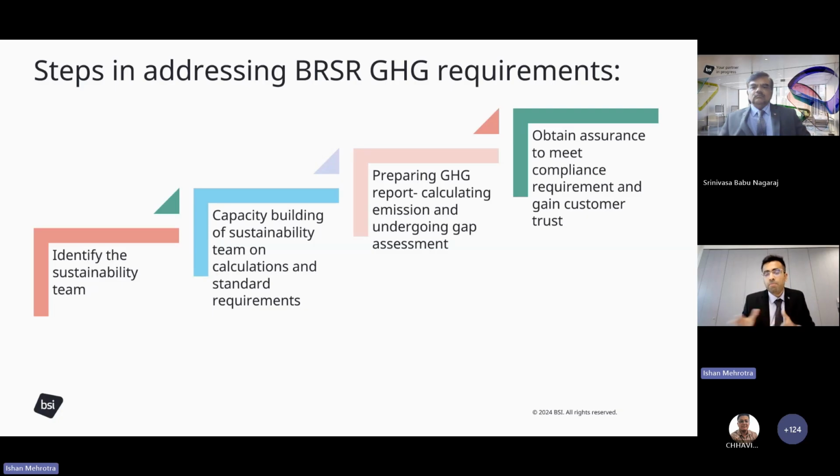Then preparing the GHG report, you calculate the data and you can get a gap assessment done by some assurance providing bodies who highlight what the gaps are when you compare it with the SEBI requirement. And the last is, if you fall under compliance, you can obtain the assurance to meet the compliance requirement and gain customer trust. If not falling under the listed bucket, you can still opt for the assurance that adds credibility to the carbon numbers before you release them in the public domain or to your stakeholders, and also gives you confidence.